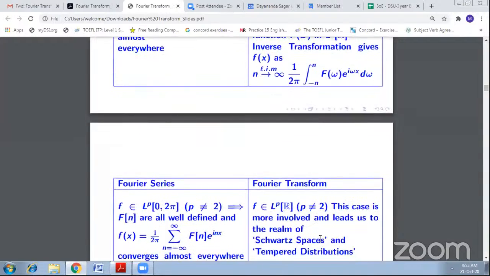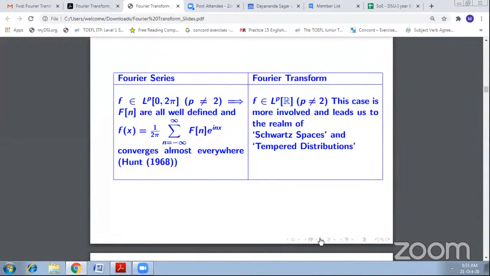Okay, next slide, please. But things get even more complicated when p is not equal to 2. In the Fourier series case, again, everything is nice. And immediately after Carleson, Hunt even showed, I mentioned this in the last lecture, that the Fourier series converges almost everywhere. But in the case of the Fourier transform, the p equal to 1 case was okay. The p equal to 2 case was handled by Plancherel. But the p not equal to 2 case is even more difficult, and it leads to the realm of Schwartz spaces and tempered distributions. And I don't think I'll have the time to discuss this. So this is the modern version of Fourier transforms. You have to get into distribution theory.